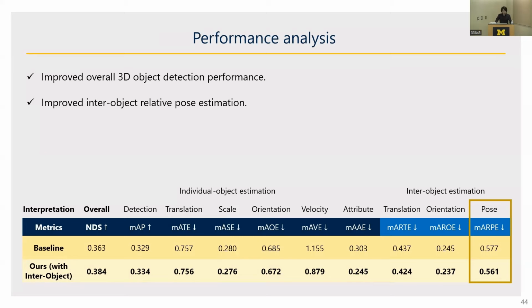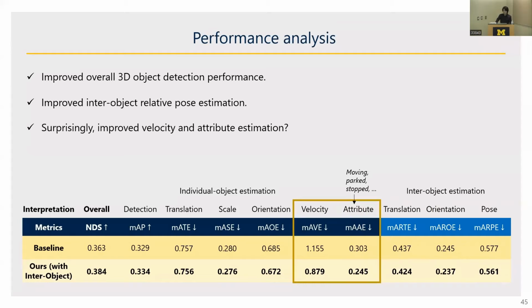Surprisingly, we also find that our method considerably improved the velocity and attribute estimation. Here, the attributes are the states of the objects, for example, including moving or parked or stopped. So the velocity and attribute estimation are mainly about the motion states of the objects. So why is that? Why would inter-object estimation help us estimating the velocity? It's not even in our formulation.